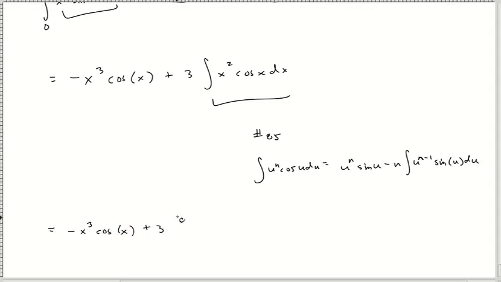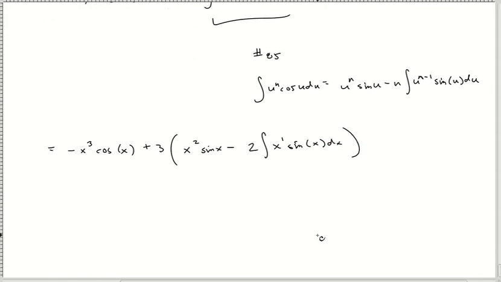That's kind of my point here. So 3 times all the stuff here. That's going to be x squared sine of x minus 2 times the integral of x to the 1 sine of x dx. And now I'm like, okay, how do I do this one? I look around, and guess what? It's number 82: the integral of u sine of u du is equal to sine of u minus u cosine of u plus c.